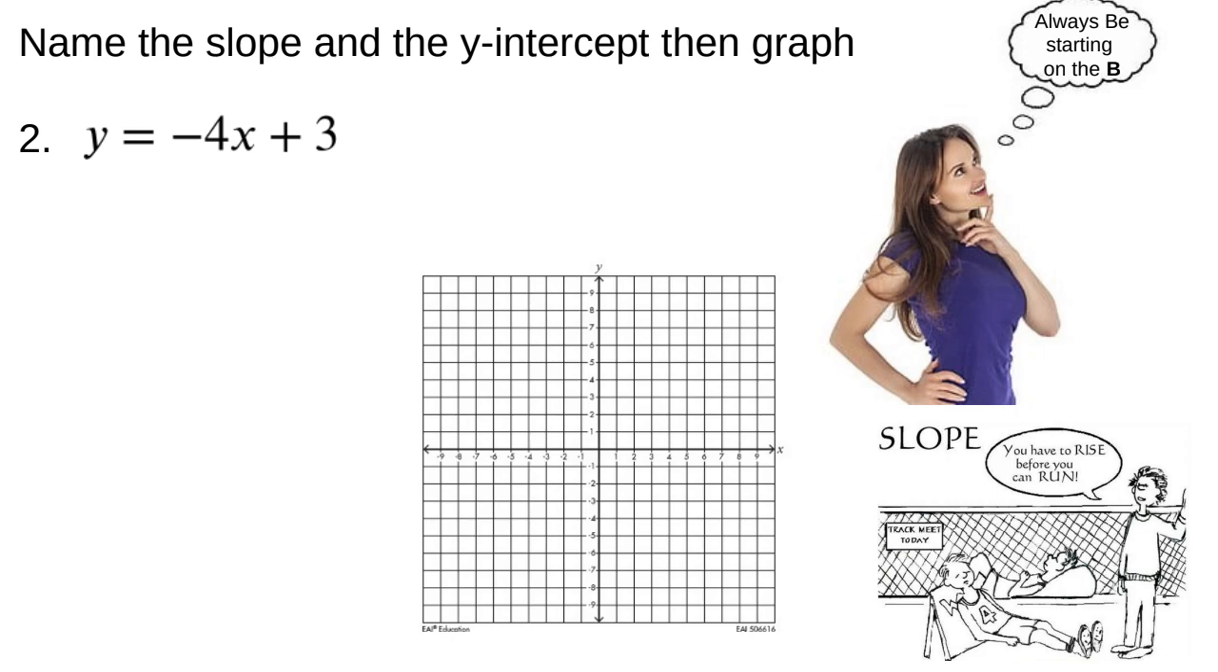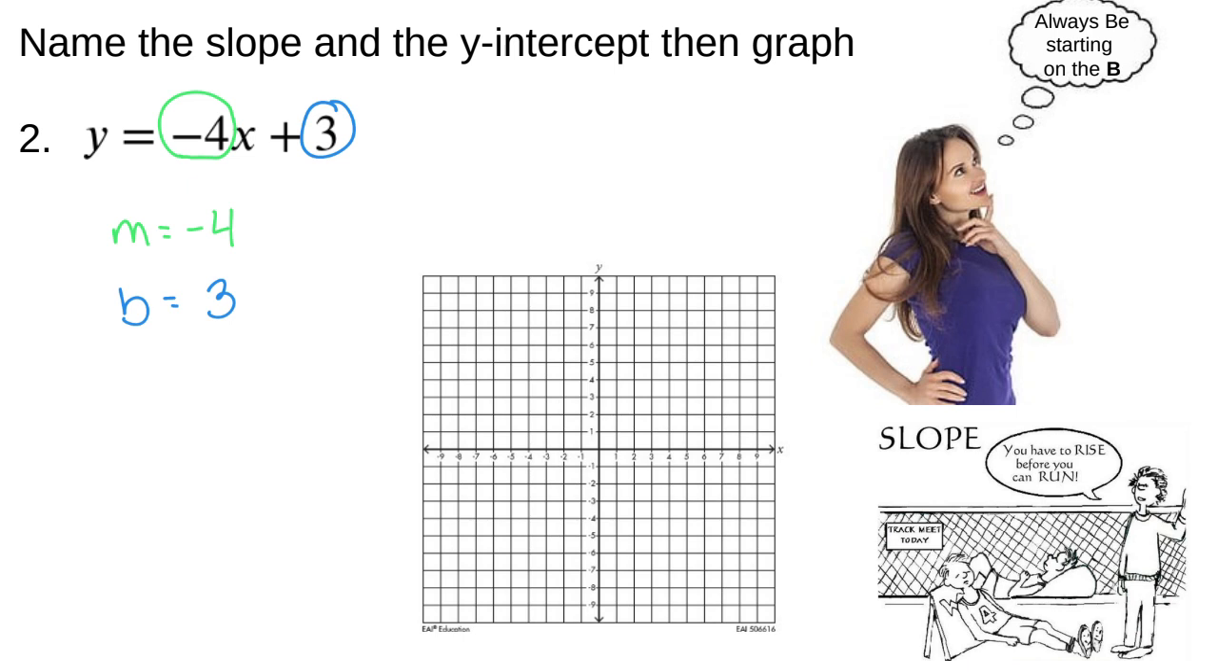In example 2, they've given us the equation for the line, and we're asked to graph it. So first up, we need to pull out our m and our b. Remember, slope, or m, is always right here in front of that x. So our slope is equal to -4. The y-intercept is out here. That's our b value, or the y-intercept, which in our case is going to be 3.